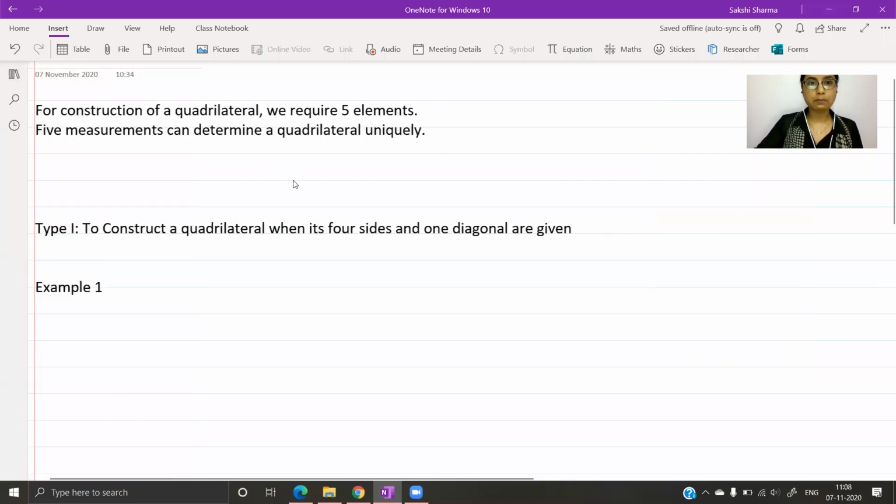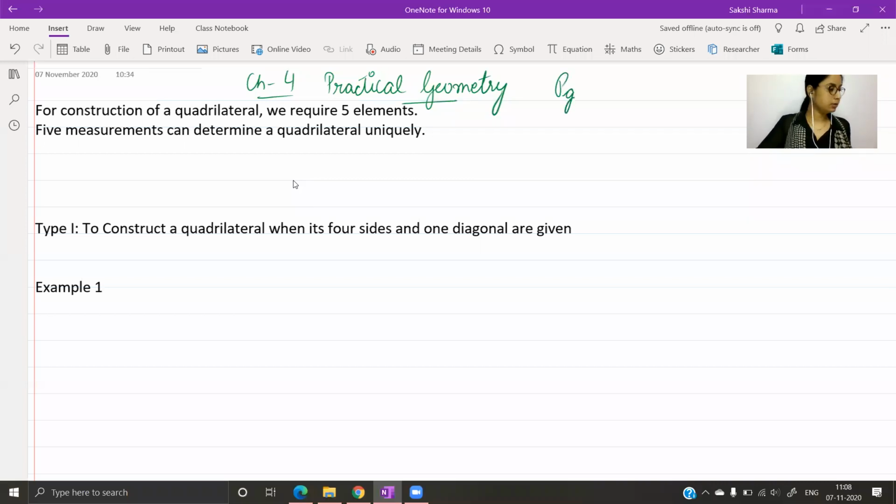So you can just write down the name of the chapter in the beginning. This is chapter number 4. Practical geometry. And page is 57. So you can just write this down. For construction of a quadrilateral, we require 5 elements and 5 measurements can determine a quadrilateral uniquely. We will come back to the meaning of this word after we complete the chapter and discuss why it was used. First type is to construct a quadrilateral when 4 sides and 1 diagonal are given.